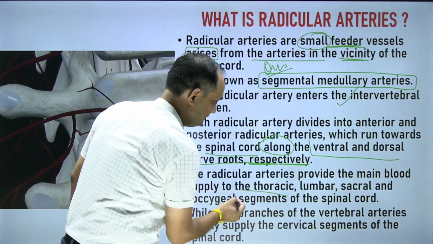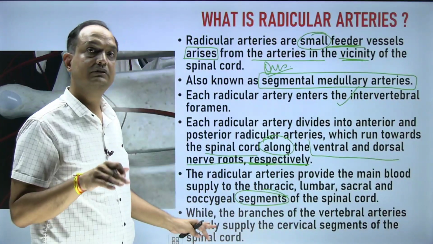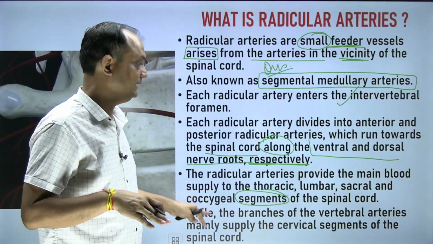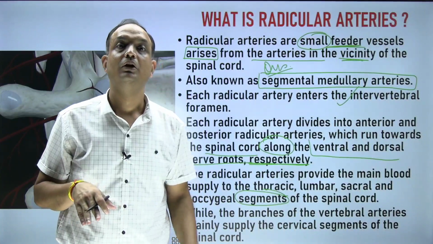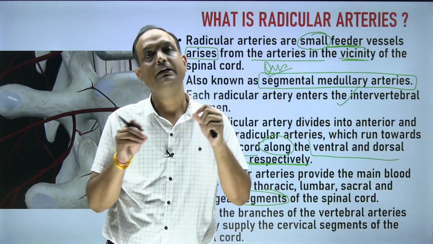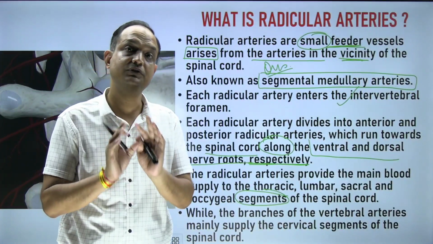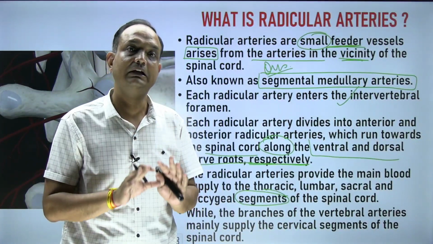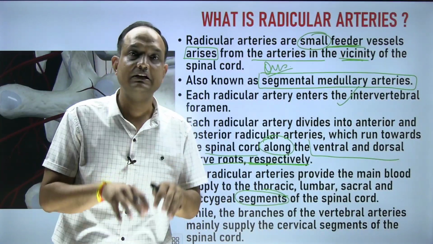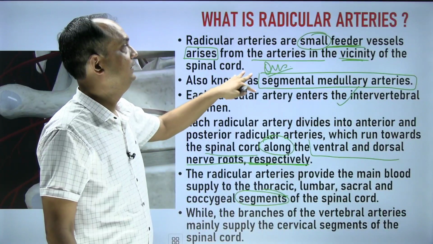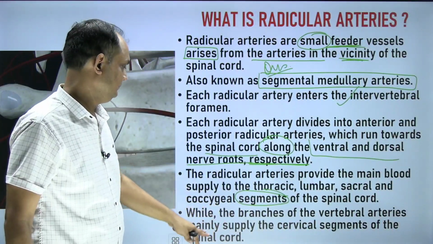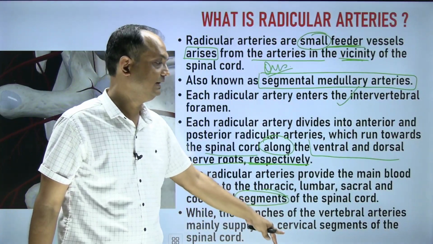It is segments because you know that the coccygeal segment ends at the level of L1 vertebra. So they are going to supply the segments of the spinal cord, not the cervical segment, because I am saying this again and again that anterior and posterior spinal arteries have sufficient blood to supply the cervical region. But as you go down, the amount of blood is decreased, and that amount is ramified by these small feeder vessels. So while the branches of the vertebral artery mainly supply the cervical segment.